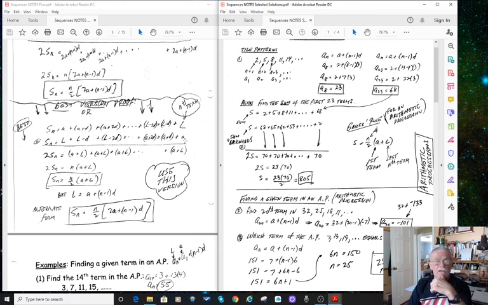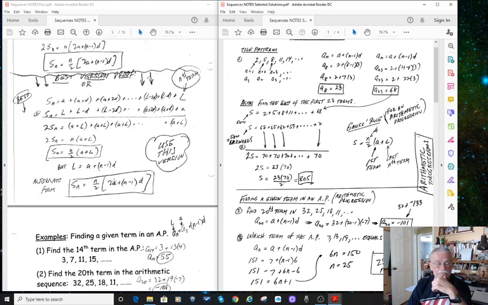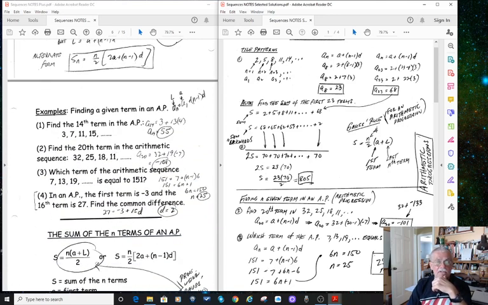You write them down twice. And again, notice every column adds up to a plus L. There are n columns, but we did it twice. So divide by 2, and here's your formula for the sum of the terms in an arithmetic sequence. And that's the form we basically use. But at any rate, let's do some examples.